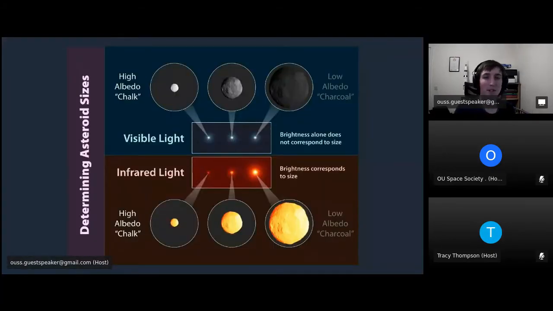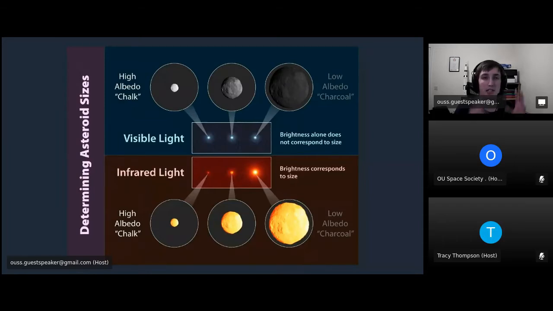Okay, so moving on from radar, because that's not my specialism. Another wavelength range we can observe asteroids in is the infrared. So this is essentially where we're looking at the heat coming off of the asteroid. And this provides an ideal way to measure the sizes of asteroids.